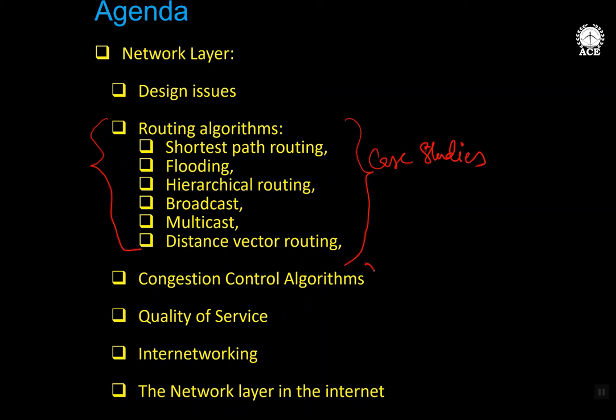Then the second important function of network layer deals with congestion. Congestion is a state of the network when too many packets are circulating in the subnet, which leads to degradation in performance. Therefore, we will see congestion control algorithms and the quality of service parameters, QoS in short, that affect the performance of the communication subnet.